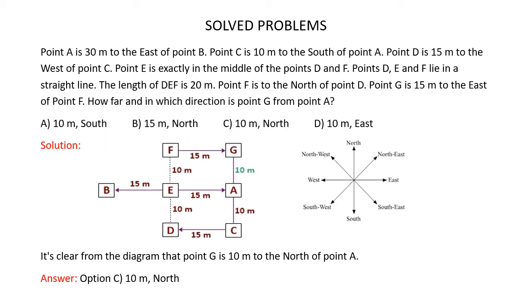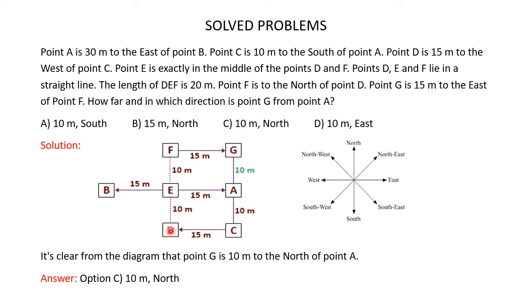So first let's draw a diagram for the information given in the question. Now it's given that point A is 30 meters to the east of point B. So if B is here, A is 30 meters to the east of point B. Point C is 10 meters to the south of point A. Point D is 15 meters to the west of point C.